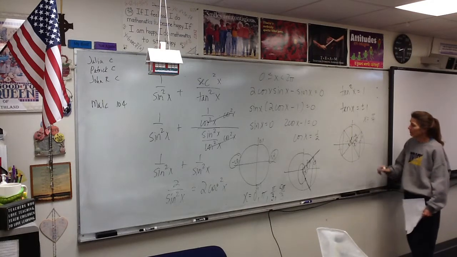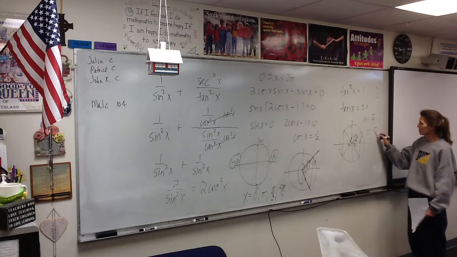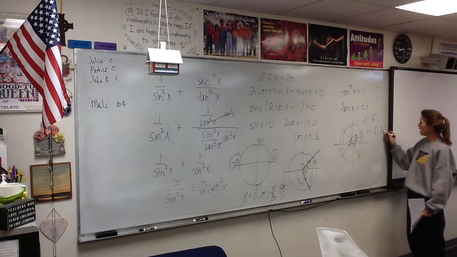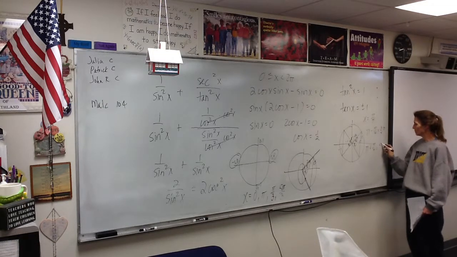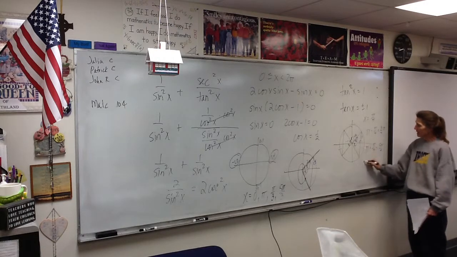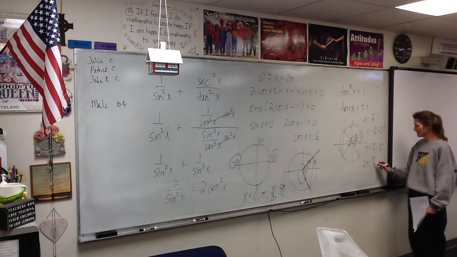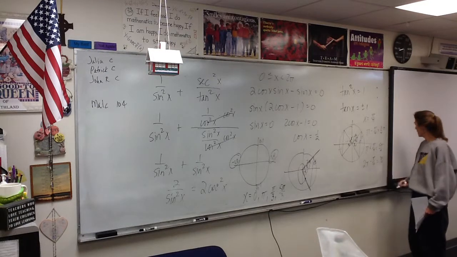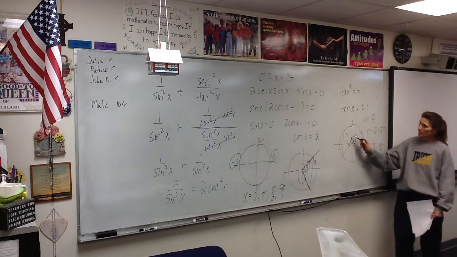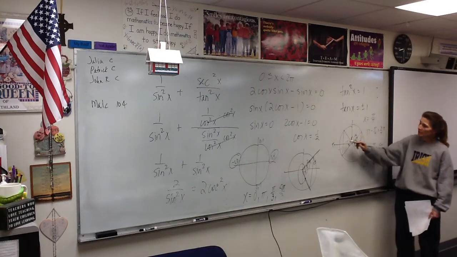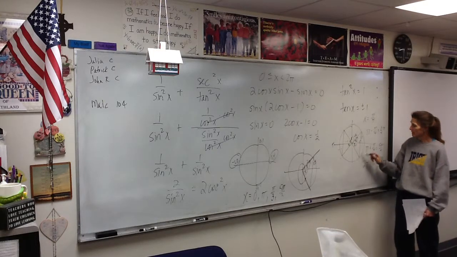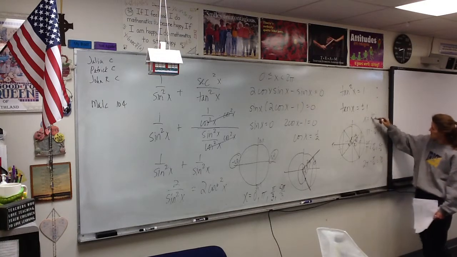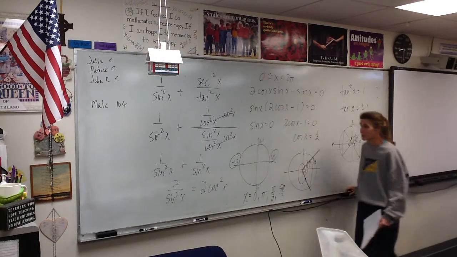Your second angle is pi minus pi over 4, which is 3/4 pi. The next one is pi plus pi over 4, or 5/4 pi. And the last one is 2 pi minus pi over 4, or 7 pi over 4. Remember, this is pi. So this angle is pi minus pi over 4. This one is pi plus pi over 4. This is 2 pi, so this angle is 2 pi minus pi over 4. So here are the 4 answers to the problem.